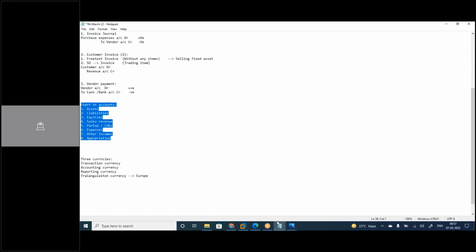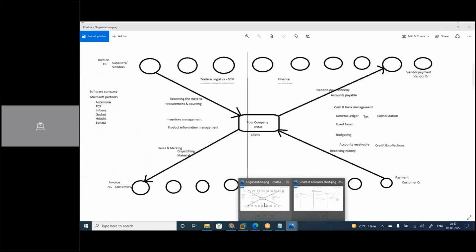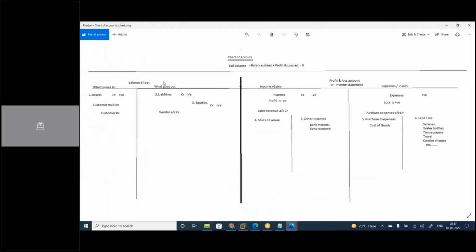So chart of accounts are classified into balance sheet and profit and loss account. Balance sheet means assets and liabilities. As per the norms, there are only two, assets and liabilities. But in our Dynamics F&O, we have added an extra three: equities, incomes and gains, and expenses. Incomes are classified into two: sales revenue and other incomes, and expenses are classified into purchase expenses and expenses.